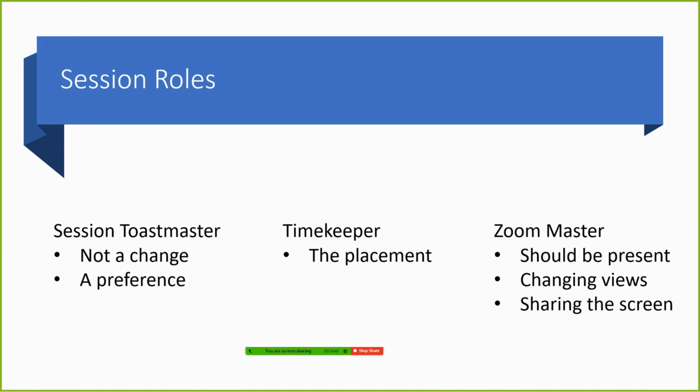And sharing the screen. This is something that happened in our last session, that one of the speakers, me, shared the wrong screen. So I was sharing the next slide to the audience at home. People loved it. They could see the spoilers up ahead. So these are the focus for the Zoom master when sharing the screen.